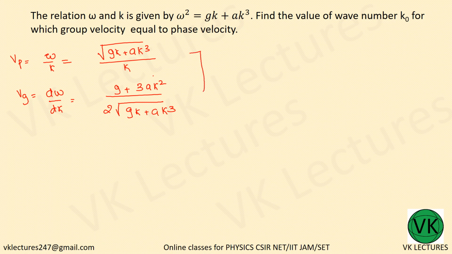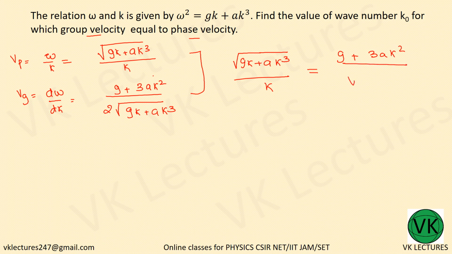Now the question says the group velocity is equal to the phase velocity. That means root of gk plus ak cube by k should be equal to g plus 3a k square divided by 2 times root of gk plus ak cube. Okay, now just bring this here.